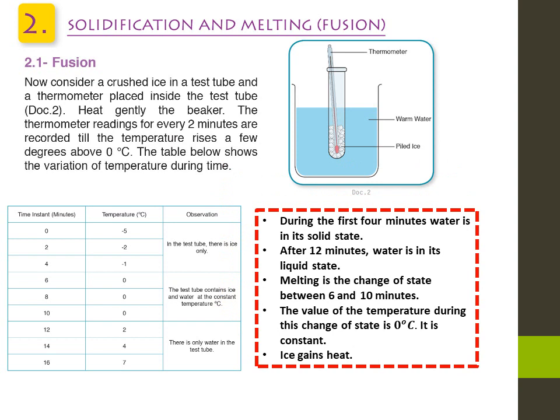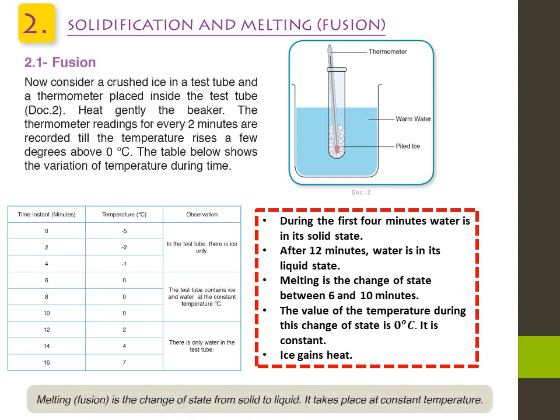above 0 degrees Celsius. The table below shows the variation of temperature during time. During the first 4 minutes, water is in its solid state. After 12 minutes, water is in its liquid state. Melting is the change of state between 6 and 10 minutes. The value of the temperature during this change of state is 0 degrees Celsius. It is constant. Ice gains heat. Melting or fusion is the change of state from solid to liquid. It takes place at constant temperature.